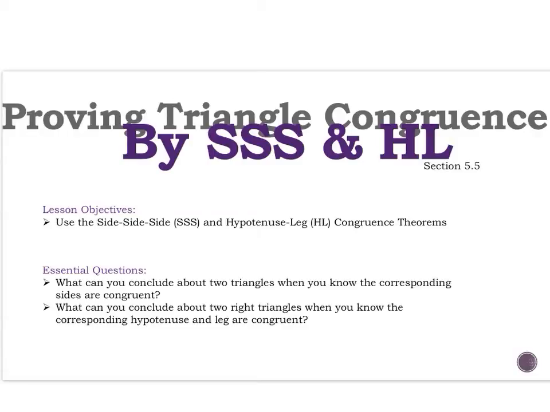Welcome, mathematicians. Let's prove triangle congruence by side, side, side, and hypotenuse leg. So our essential questions: what can you conclude about two triangles when the corresponding sides are congruent? Or of two right triangles when you know the hypotenuse and a leg are congruent?